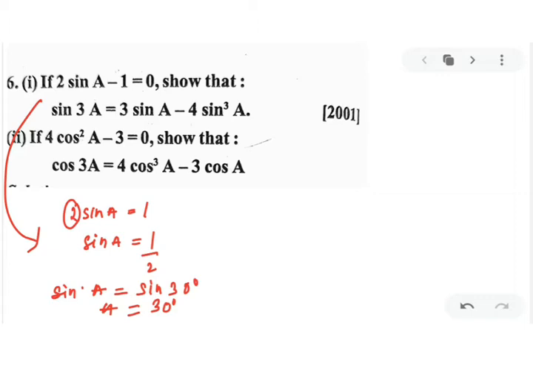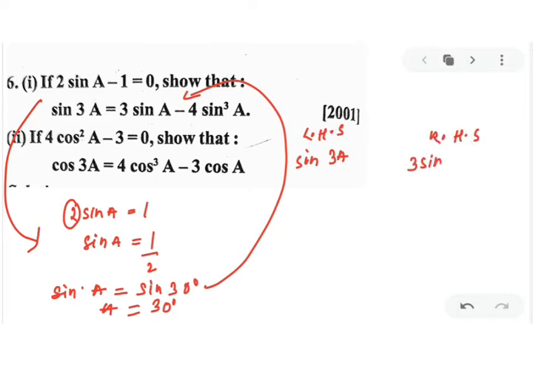Once you have the value of A as 30 degrees, you have to put it into this equation, which says left hand side as sine 3A, and you have to prove that it is equal to RHS. RHS is 3 sine A minus 4 sine cube A. I'll put the value of A, and that will be sine 3A, that is sine 3 into 30, that is sine 90, and the value of sine 90 is 1. So I got left hand side as 1.